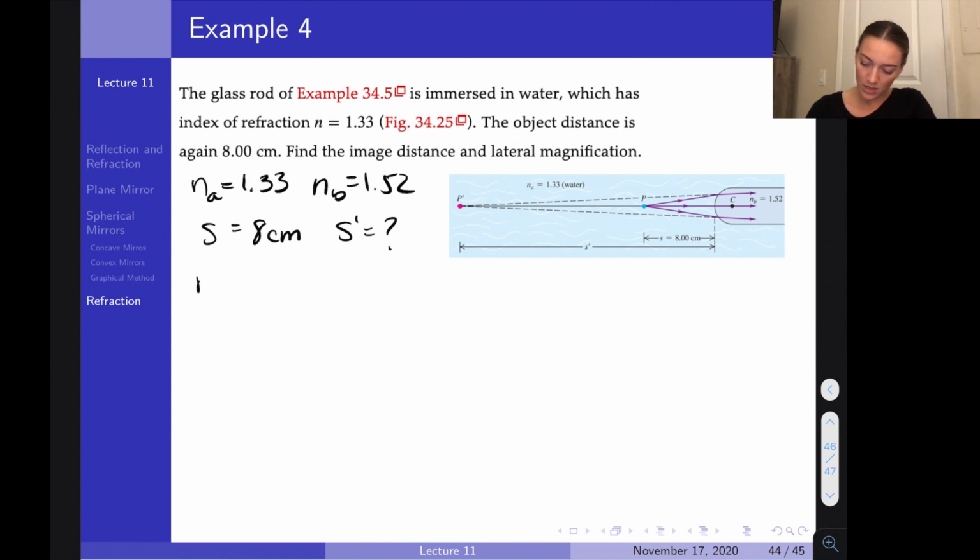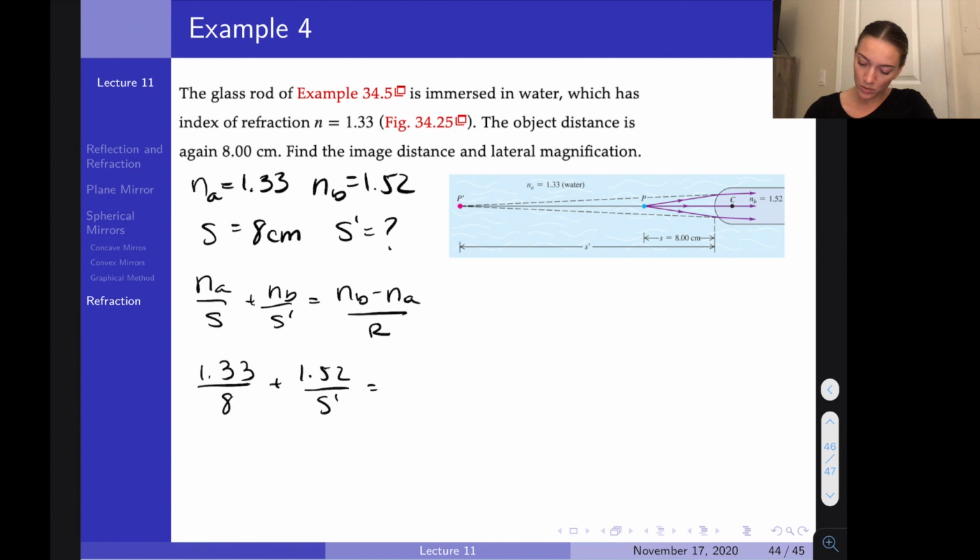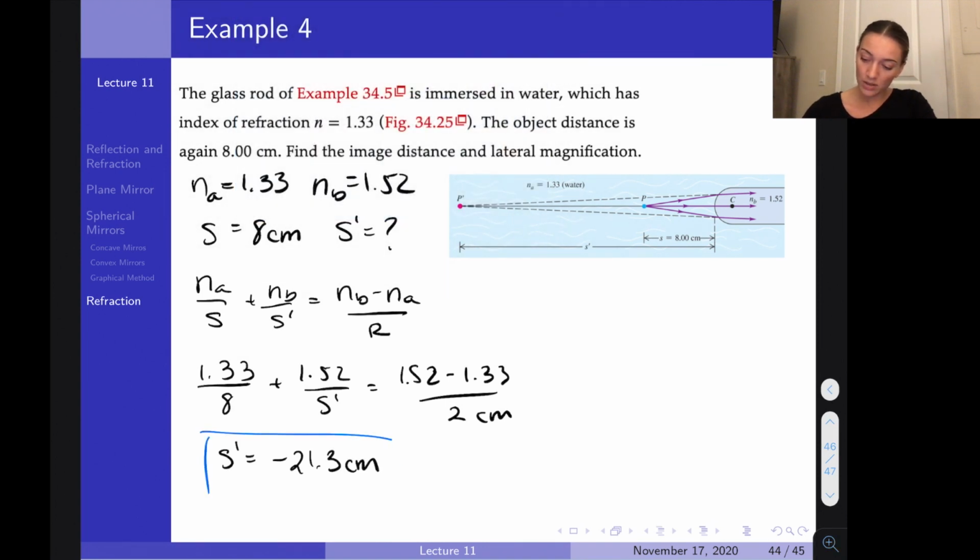So we're going to use this same equation. So we have NA now is 1.33 over 8 centimeters plus 1.52 over S prime is equal to 1.52 minus 1.33 over 2 centimeters. So now you do your algebra, solve for S prime, and we get that S prime is now equal to negative 21.3 centimeters.